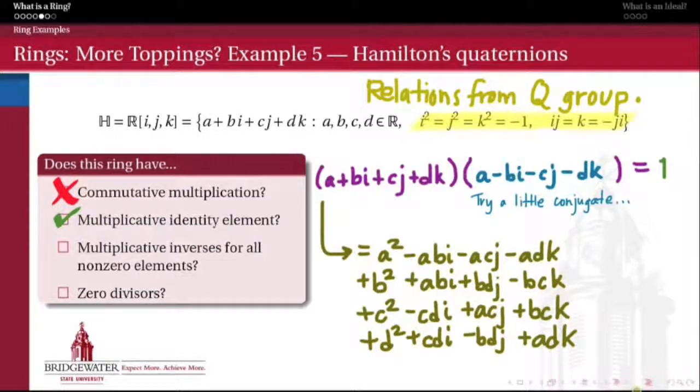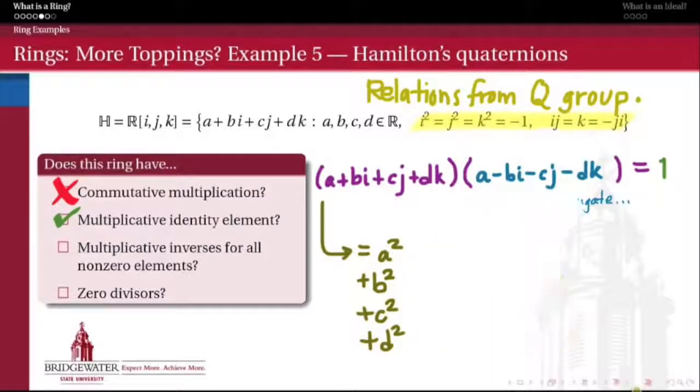But what you notice when you write down all these products is that everything with an i in it is going to cancel, everything with a j in it is going to cancel, everything with a k in it is going to cancel. And so the product of these 2 quaternions turns out to be the real number a squared plus b squared plus c squared plus d squared. And that's great news, because as long as a squared plus b squared plus c squared plus d squared is not 0, I can divide by it.